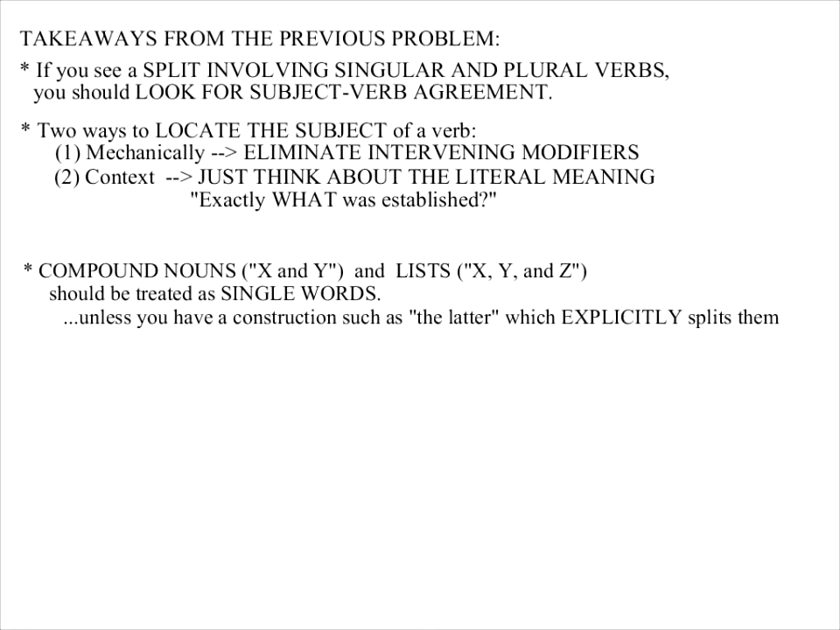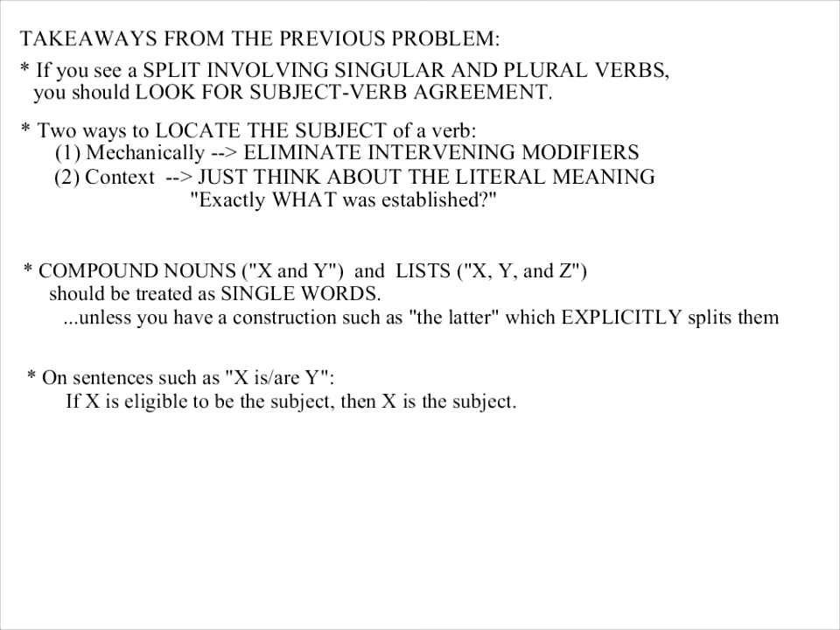And then the other takeaway is, in sentences such as X is or are Y, if X is eligible to be the subject, then X is the subject. If all of X is ineligible to be the subject, then it's a backwards construction, and Y is the subject.